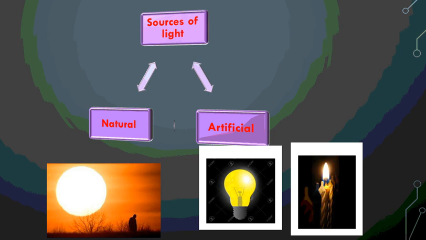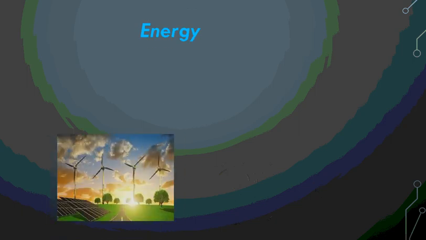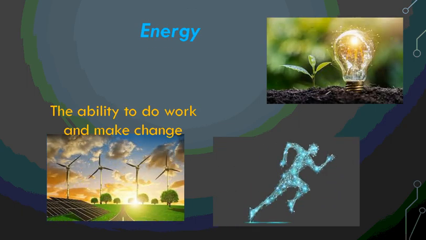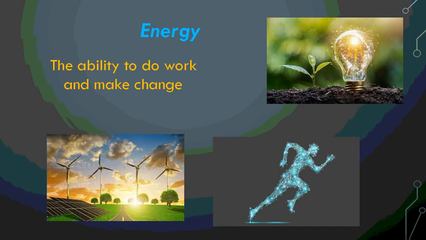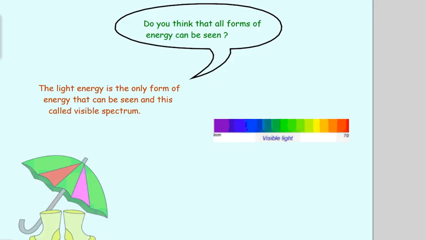We previously talked about energy. What is energy? Do you remember? Energy is the ability to do work and make change. Like what? The movement of a windmill is considered energy. When you push the chair, it's considered energy. When you run, it's energy. The light from the lamp is energy. All of these are energy forms.